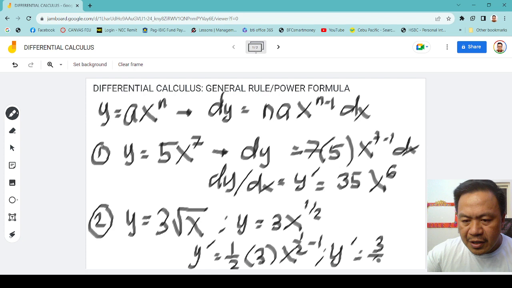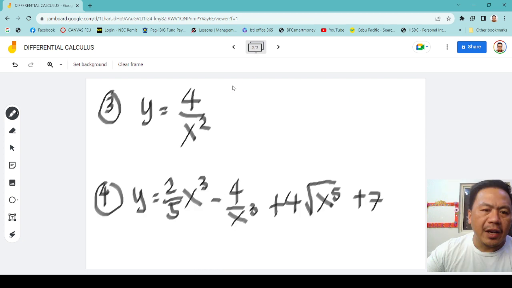half. Okay, another example. For example, this one, we could also rewrite y is equal to 4x to the negative 2, and then we could say that you have negative 2, bring it down, then 4x to the negative 2 minus 1. Okay, so the answer is, I put it here, negative 8x to the negative 3. Okay, so this is the answer.